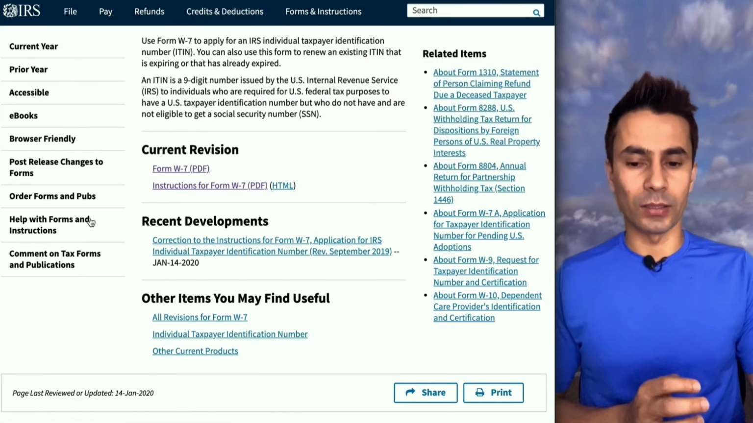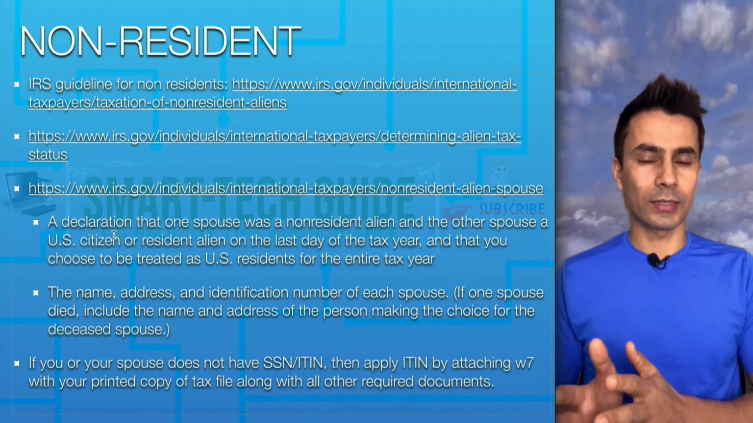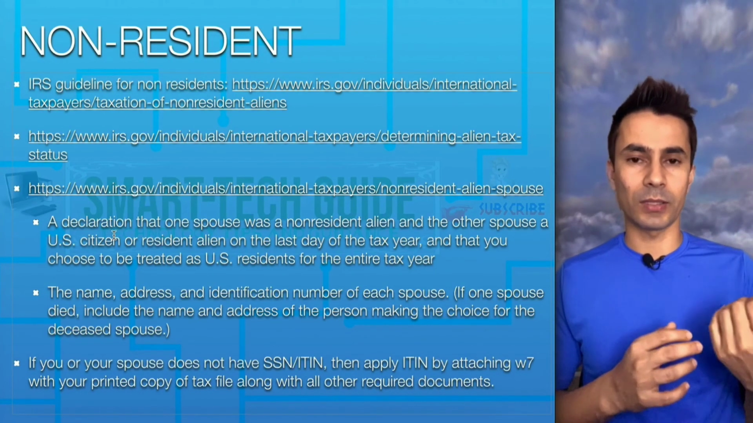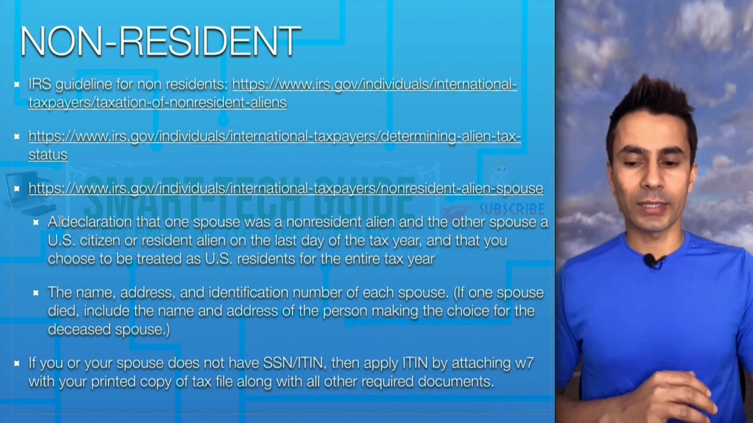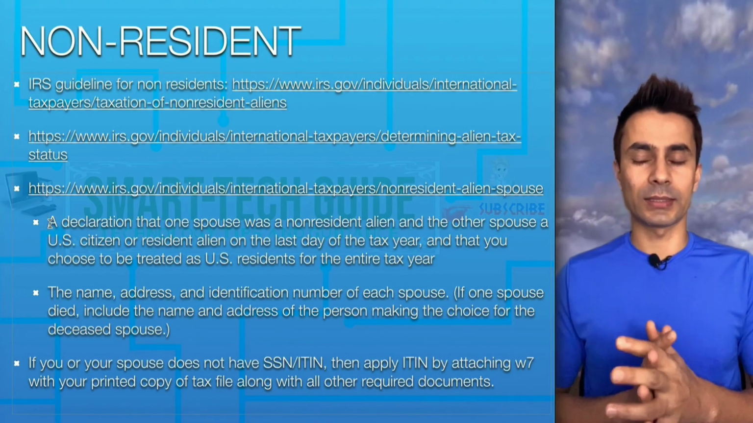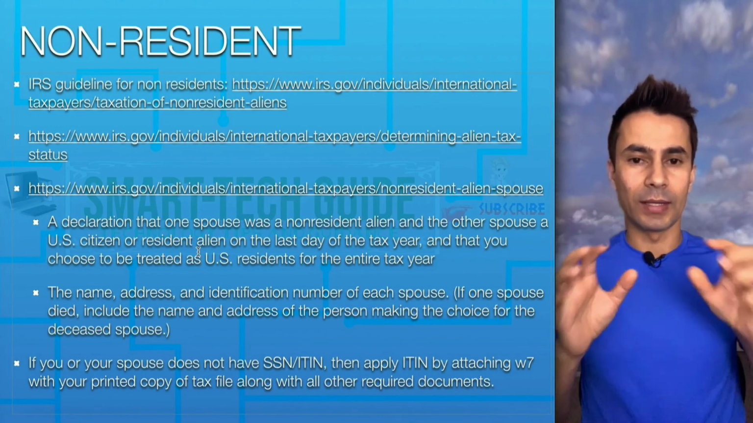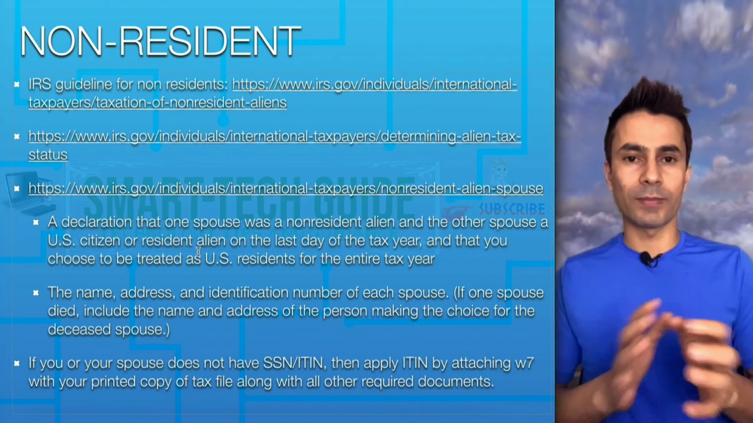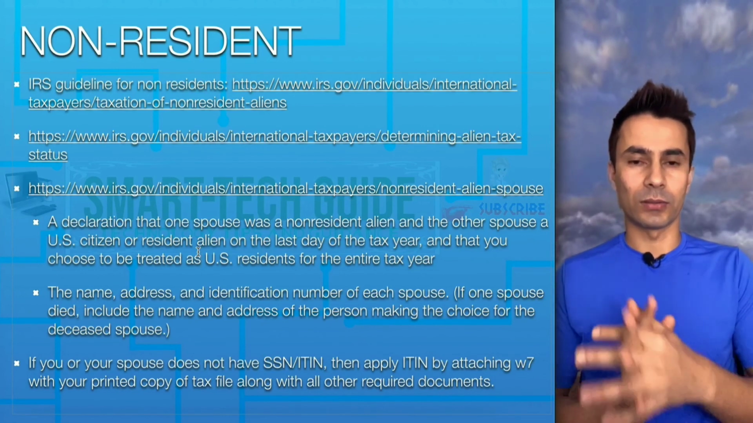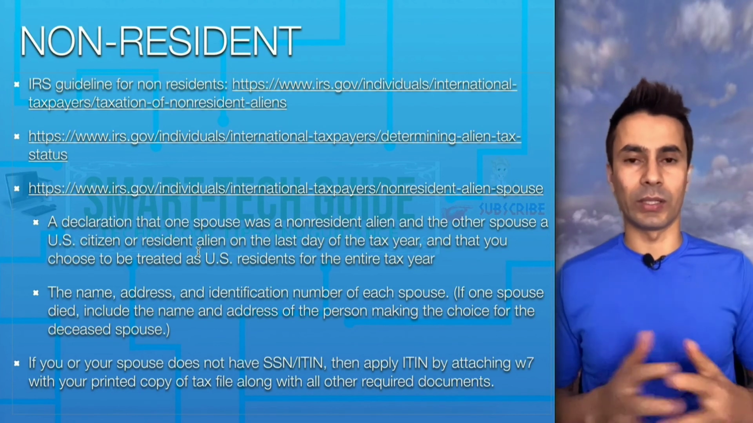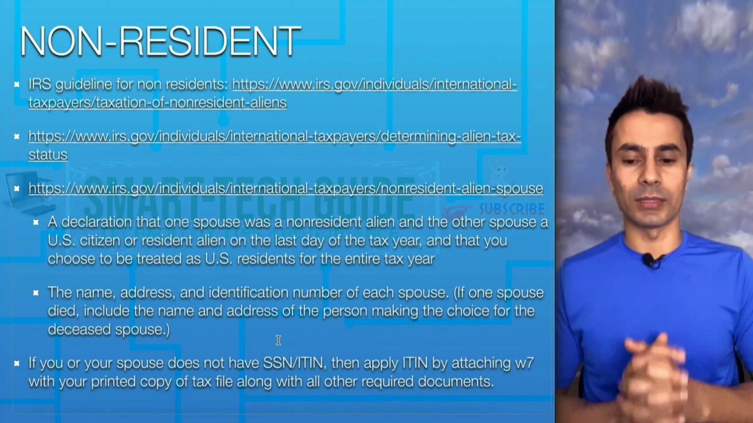And the one thing that I mentioned earlier, if you are filing married jointly with your foreign spouse and no SSN or ITIN, you also have to put, even if you have SSN or ITIN, you have to put this declaration that is kind of a letter signed by both parties saying that you want to file jointly, so IRS can process your return jointly. And also the proof like identification number that I already mentioned.